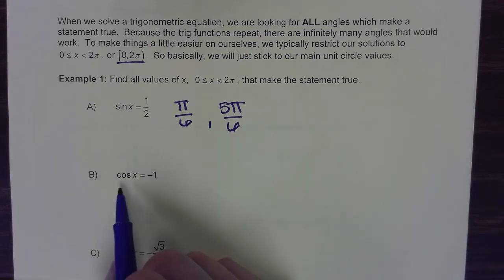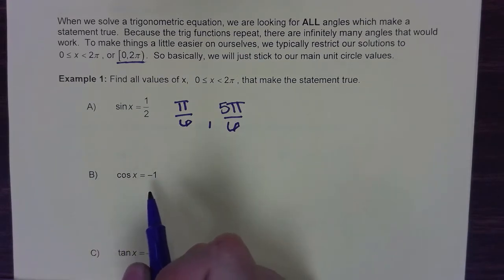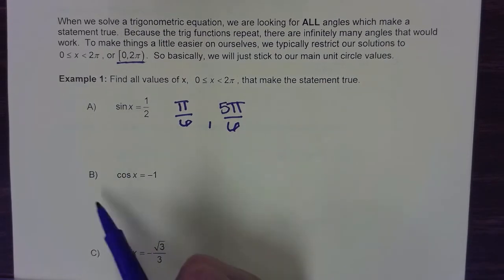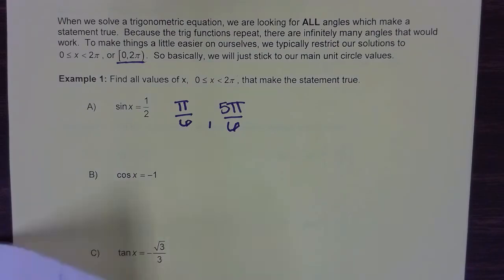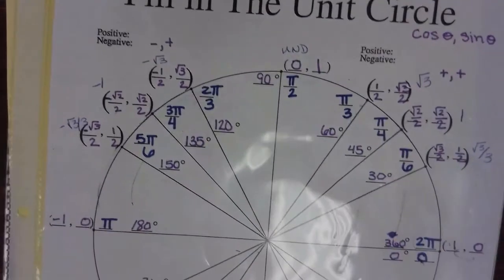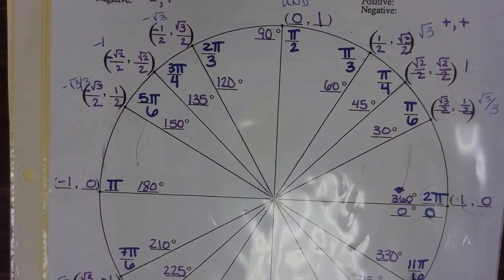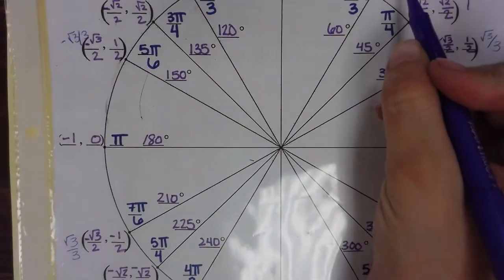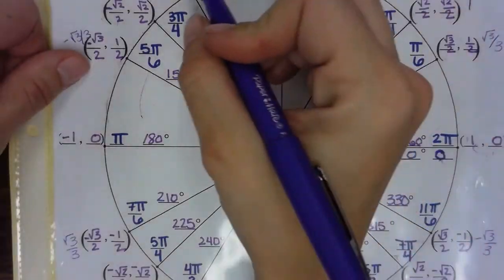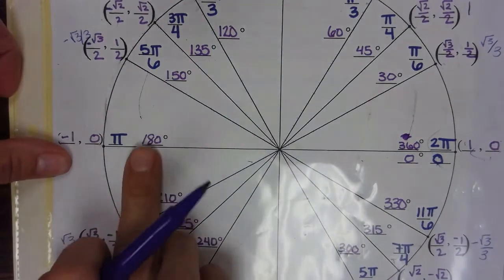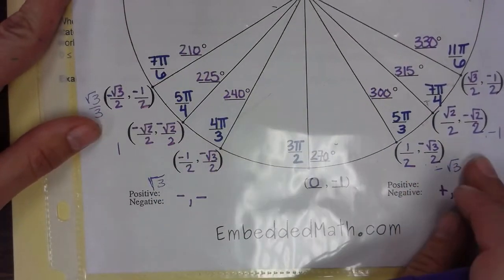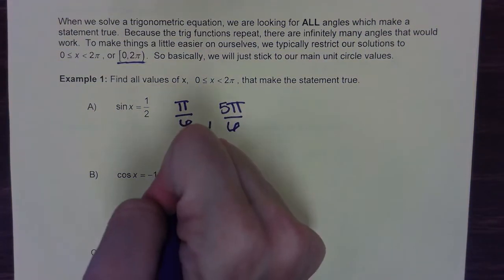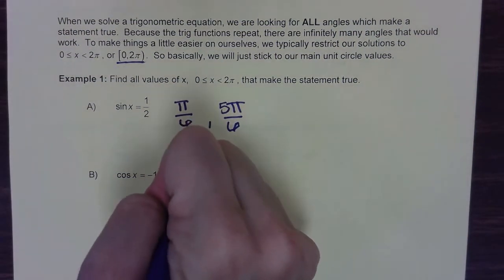B, where is cosine, or cosine of what is -1? Well, cosine is the first part of our coordinate. So where is the first part of our coordinate -1? Let me see it at pi. Anywhere else? Nope, just at pi. So in this case, there's only one answer.